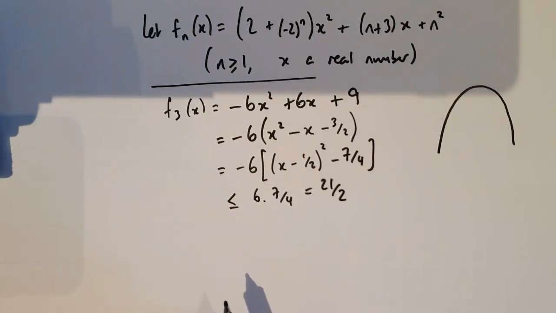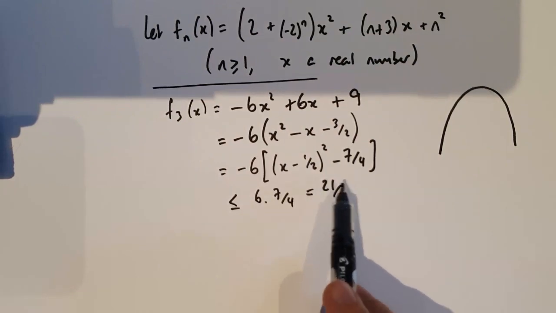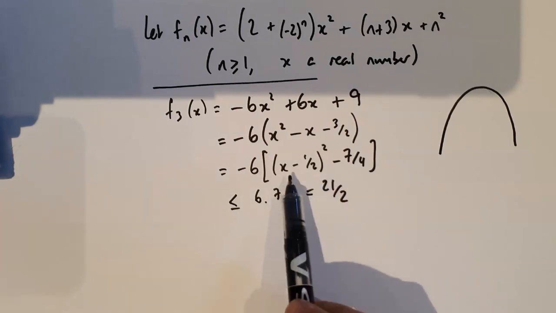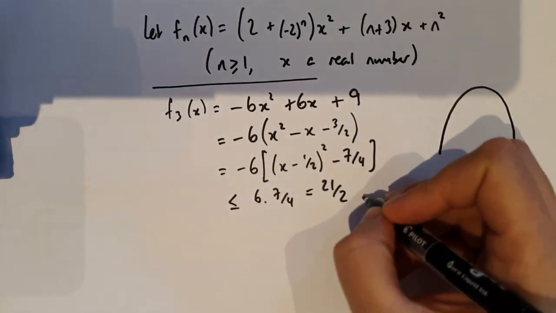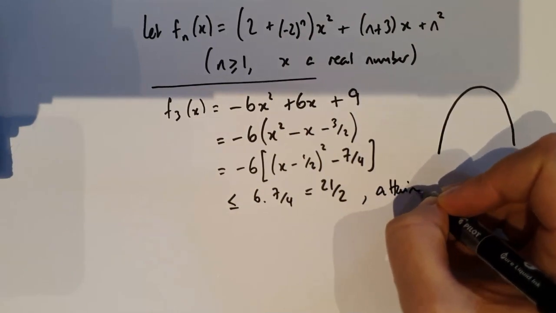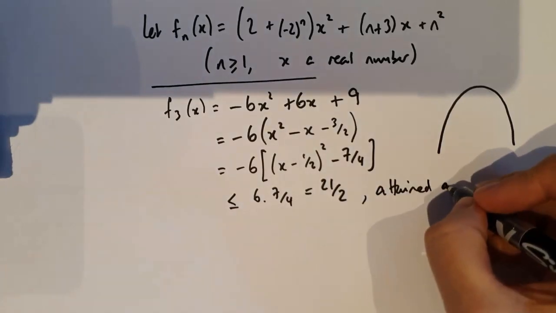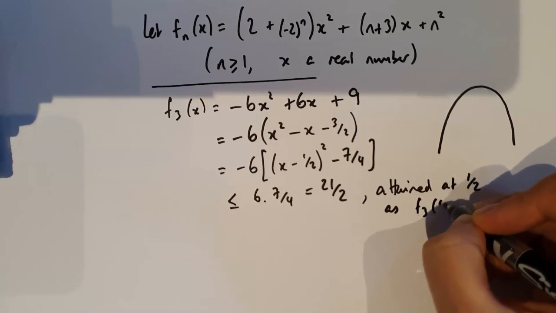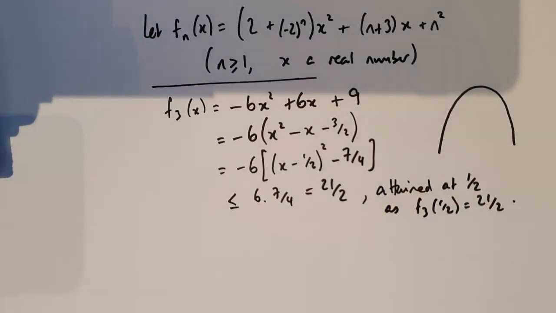To be ultra precise when we answer the question to find the maximum value, we should show that there is a value of x where we achieve 21 over 2, and we know where that value is from completing the square, because we see the only way we're going to get that is when x is a half. So this is attained, meaning f3 of x is equal to 21 over 2 at a half, as f3 of a half is 21 over 2. So our maximum really is 21 over 2.